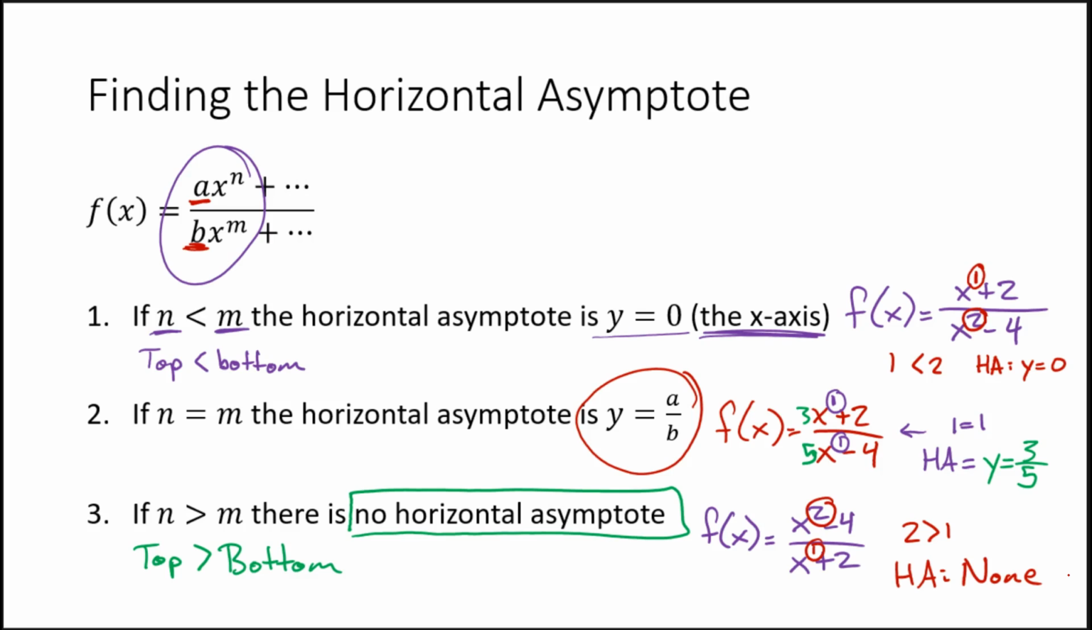So we're going by the powers. That's what you look at first. Only case number 2 deals with the leading coefficient. The rest of it is either the x-axis or no horizontal asymptote. So that's how we find our horizontal asymptotes.